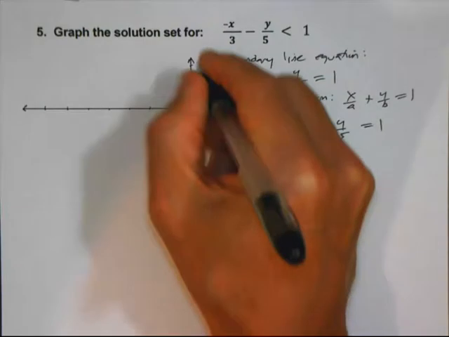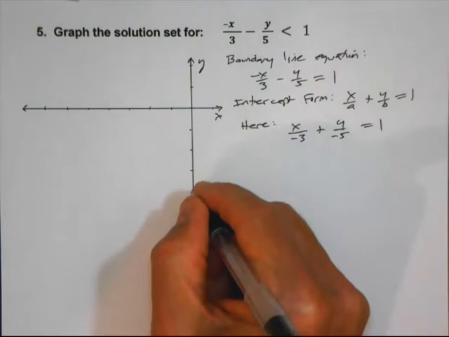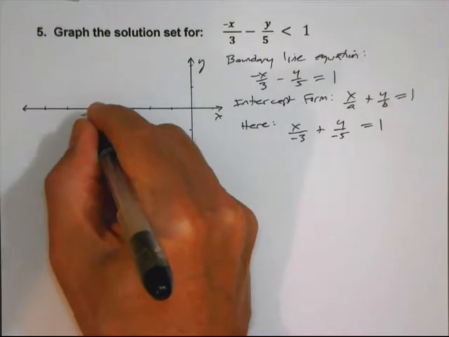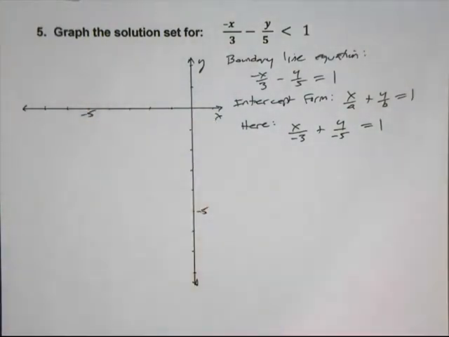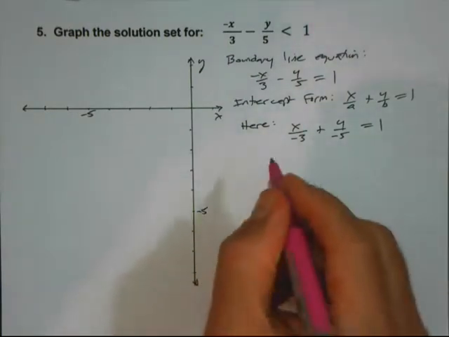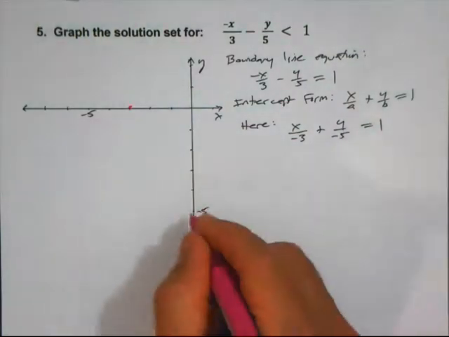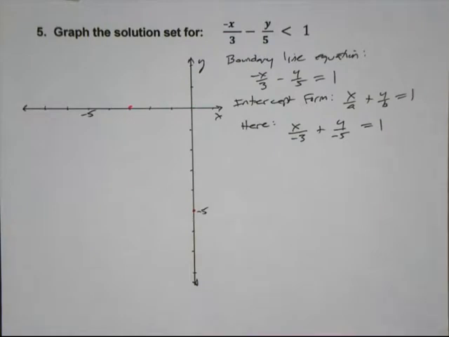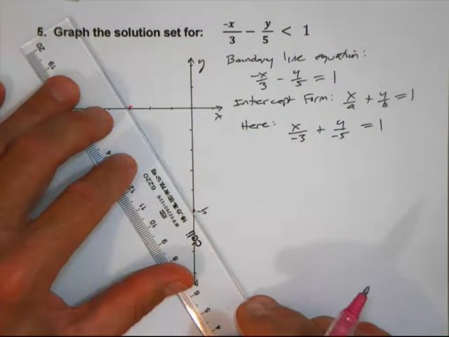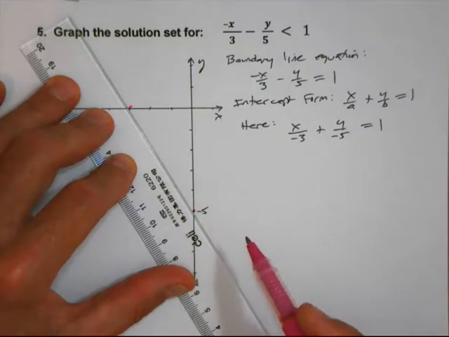Labeling the axes, x and y. Scaling them. 1, 2, 3, 4, -5. 1, 2, 3, 4, -5. Okay. Contrasting color comes out. By inspection, the x-intercept at -3. The y-intercept -5. Alright. Now, be a little careful. The inequality is a less than. We want to make sure it's a dashed line.